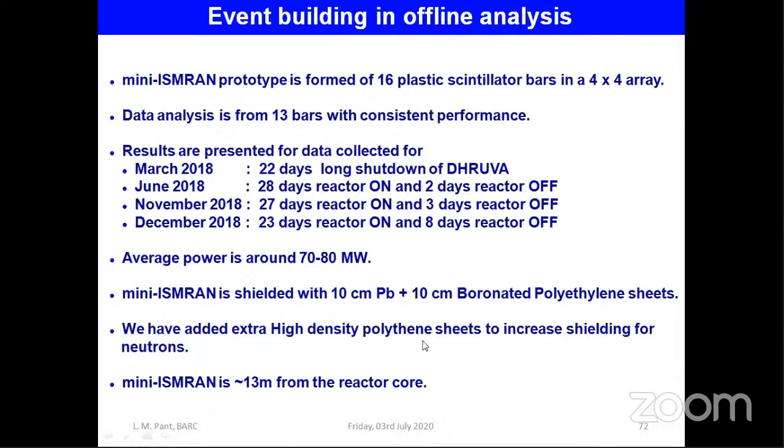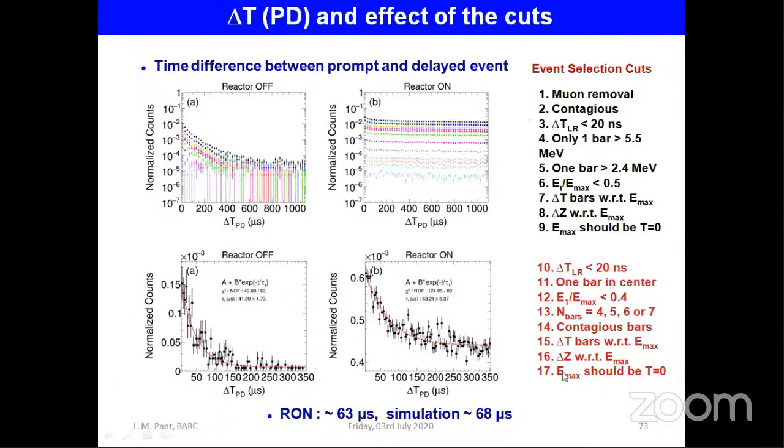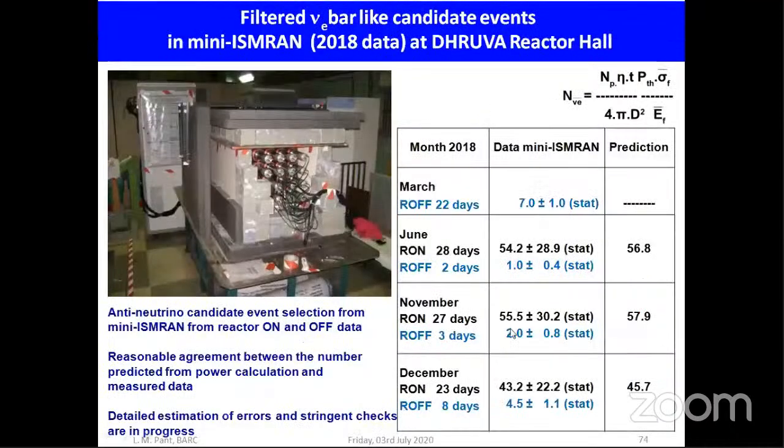On the right side, you see the event selection cuts. I will not go into the details of this because they are very elaborate and need a different lecture to understand what all we are doing. We are putting cuts on the muon, on the delta T, and then multiplicity, the energy, and so on and so forth. And finally, this is the result which we have got.